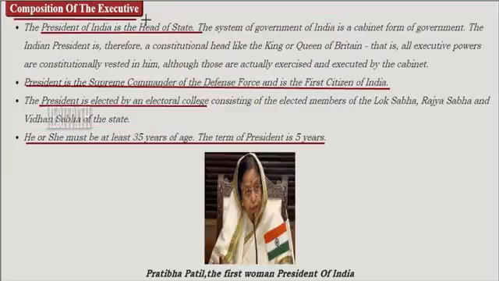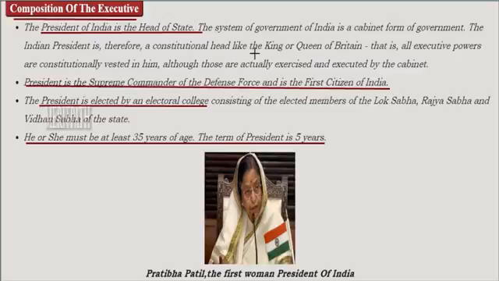Composition of the executive. The President of India is the head of the state. The system of government of India is a cabinet form of government. The Indian President is therefore a constitutional head like the King or Queen of Britain. That is, all executive powers are constitutionally vested in him, although those are actually exercised and executed by the cabinet.